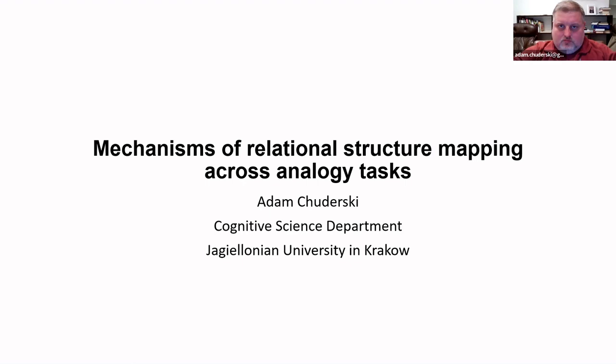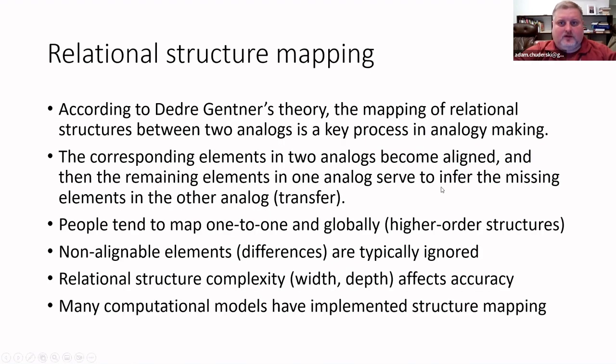So, just to remind, one of the key concepts in analogy making, relational structure mapping, started from the seminal and very influential theory of Dedre Gentner: the key process in making analogy is revealing the hidden structure of relations between objects, situations, and elements in analogs, and matching or aligning corresponding elements together.